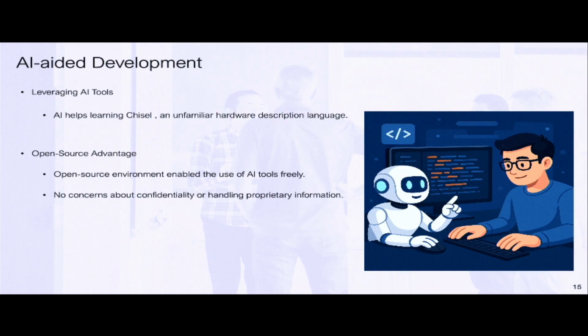Traditionally, learning a new hardware language meant reading documentation line by line or relying heavily on mentorship. But thanks to recent advances in AI coding assistance, I was able to accelerate the learning process significantly. These tools became a kind of on-demand tutor, helping me explore and navigate a large code base without having to constantly pause and ask for help. And more importantly, since the code was public, there were no confidentiality issues.